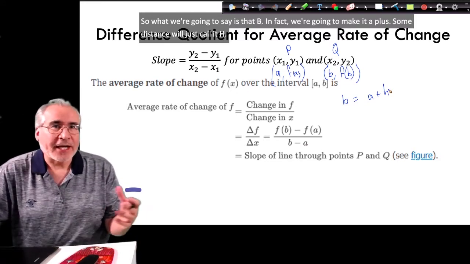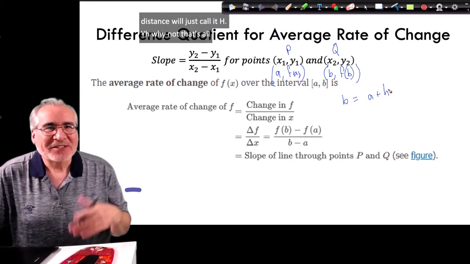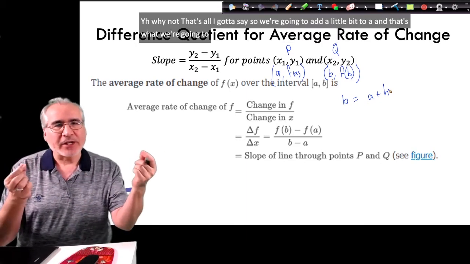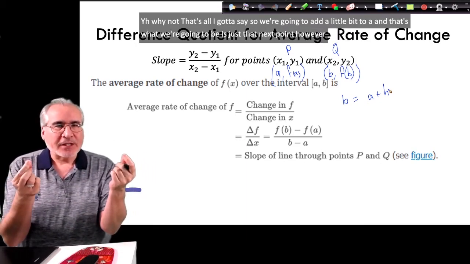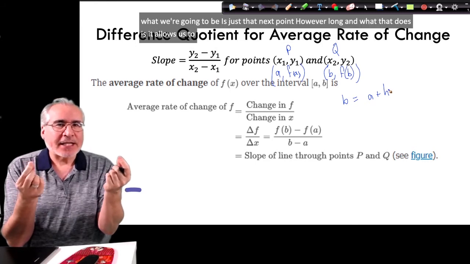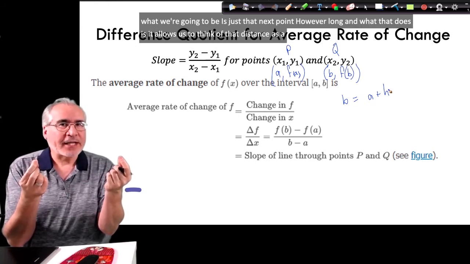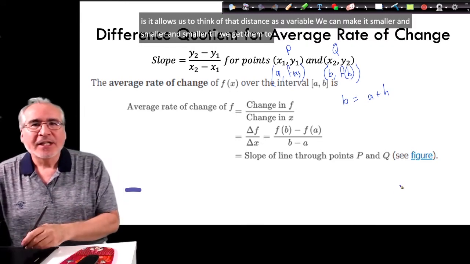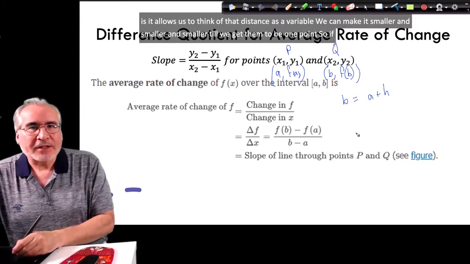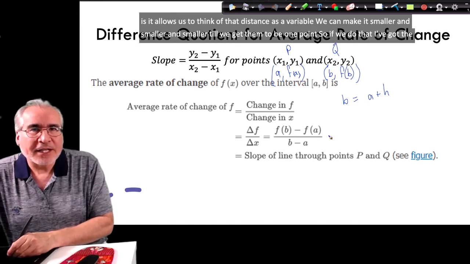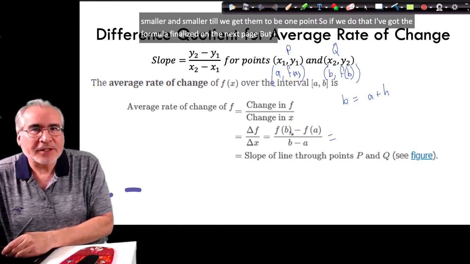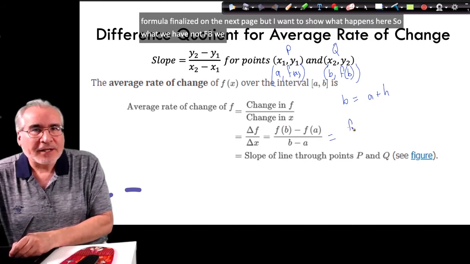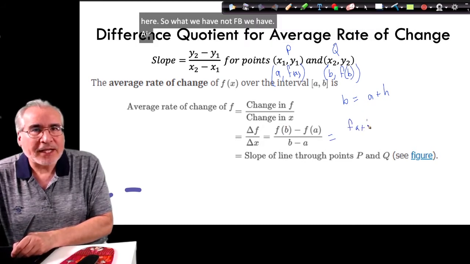Why h? Why not? That's all I've got to say. So we're going to add a little bit to a, and that's what we're going to call b. b is just that next point, however long. And what that does is it allows us to think of that distance as a variable. We can make it smaller and smaller and smaller till we get them to be one point. So if we do that, I've got the formula finalized on the next page, but I want to show what happens here. So what we have, not f of b, we have f of a plus h.